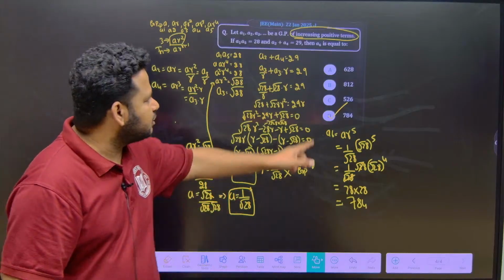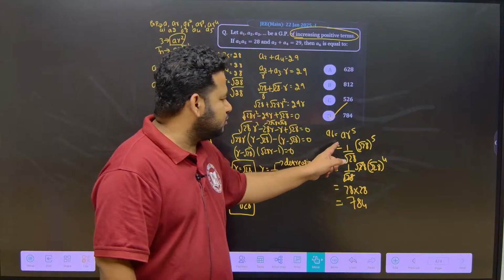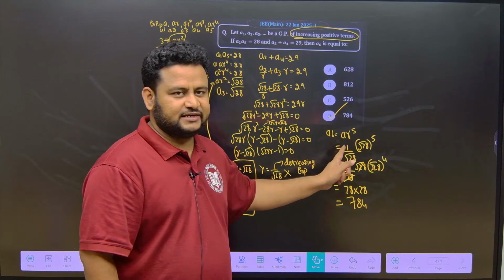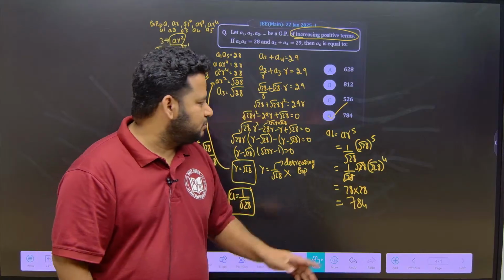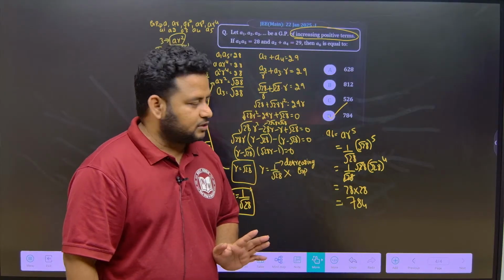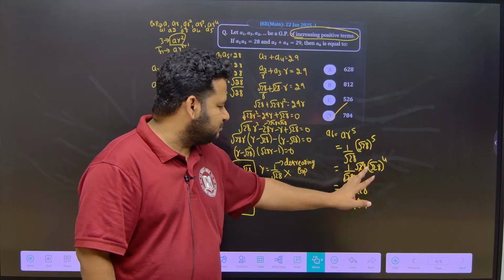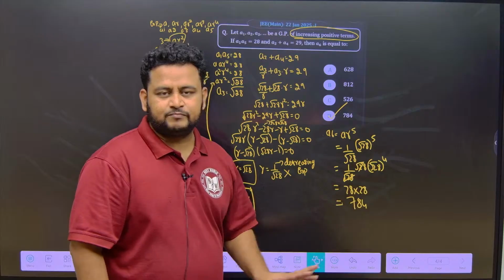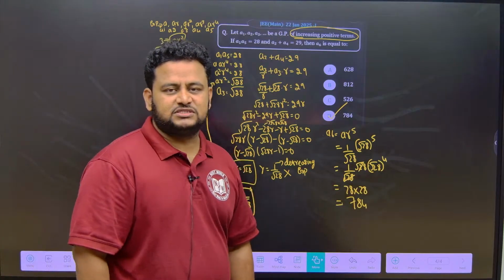I have to find what? The question is asking A6. To find A6, what I should do? A6 is nothing but equal to A into R to the power of 5. That is A into R to the power of n minus 1. N here is 6. So this will become A R to the power of 5. What I have to do? 1 by square root of 28 into square root of 28 to the power of 5. On simplification, I will get 28 into 28. That is nothing but equal to 784.